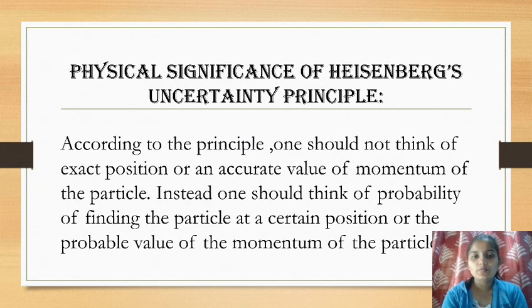Next we will look at the physical significance of the Heisenberg uncertainty principle. According to the principle, one should not think of an exact position or an accurate value of momentum of the particle. Instead, one should think of the probability of finding the particle at a certain position or the probable value of the momentum of the particle.